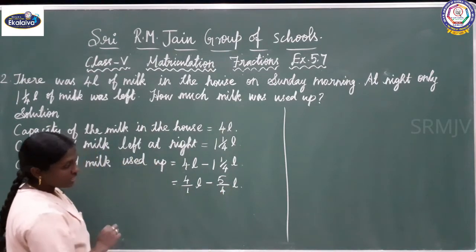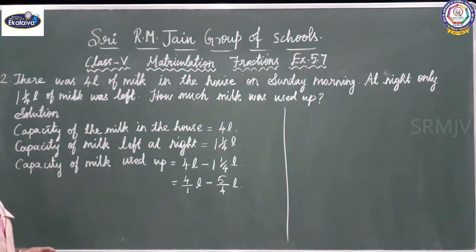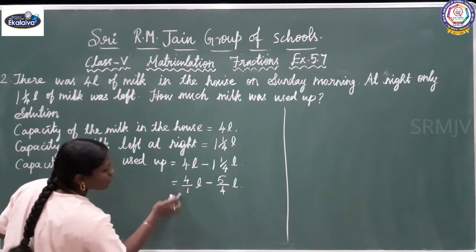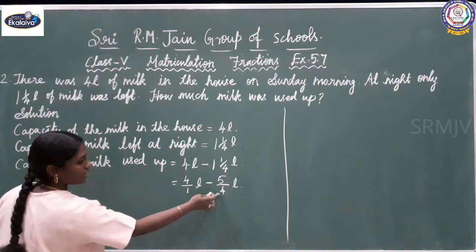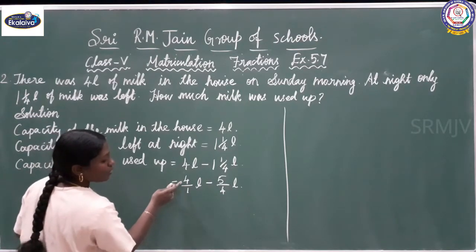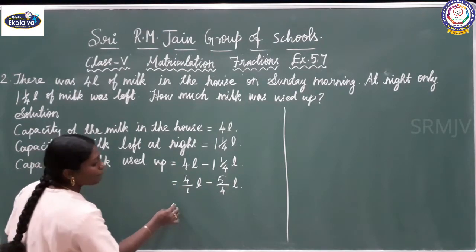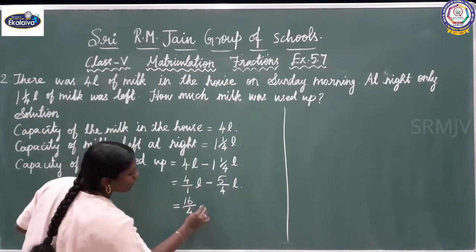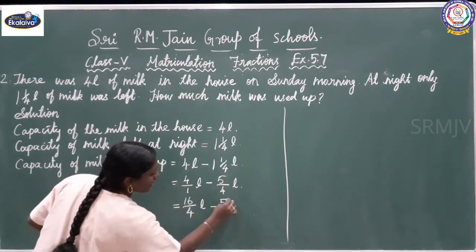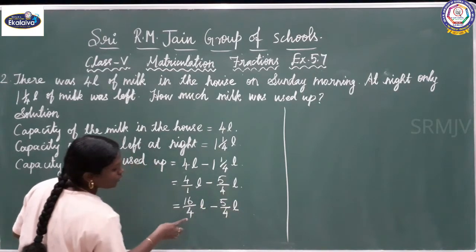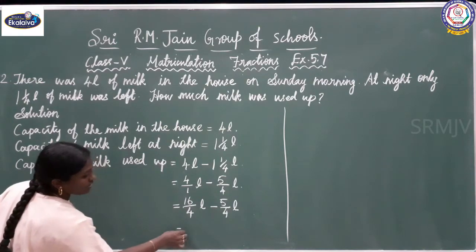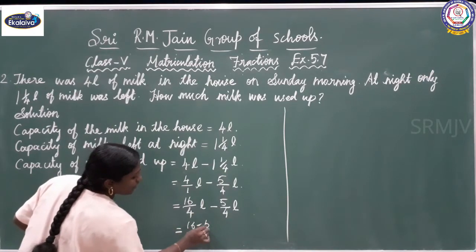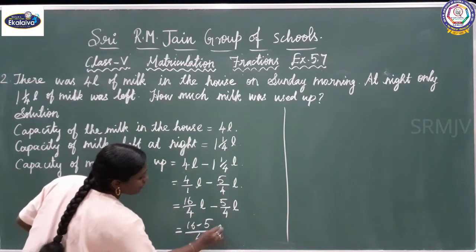Now these two fractions are unlike fractions, we have to make them like fractions. The LCM of 1 and 4 is 4, so we have to convert the first fraction with the denominator 4. We multiply the numerator and denominator by 4, then we will get 4 fours are 16, 16 by 4 minus 5 by 4. Now these two fractions are like fractions, so we can subtract the numerators, 16 minus 5, by the same denominator 4.